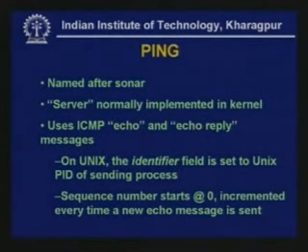On Unix, the identifier field is set to the Unix PID of the sending process. The sequence number starts at 0 and is incremented every time a new echo message is sent. Usually, though of course you can configure it, when you ping a machine not just one request is sent, because think about it this way, the channel may be noisy. If that happens, your echo request or the reply may get dropped in between.